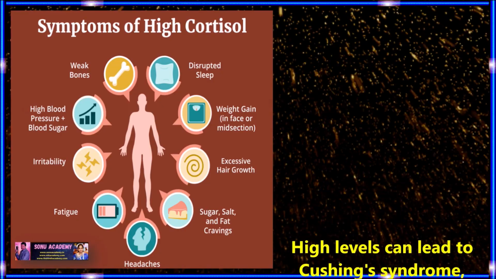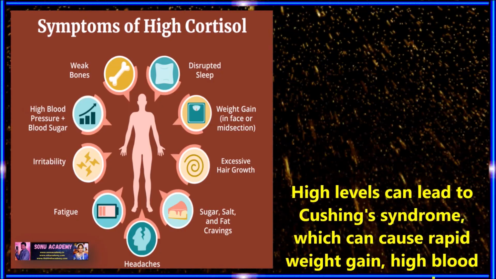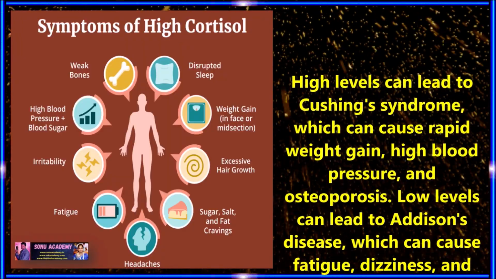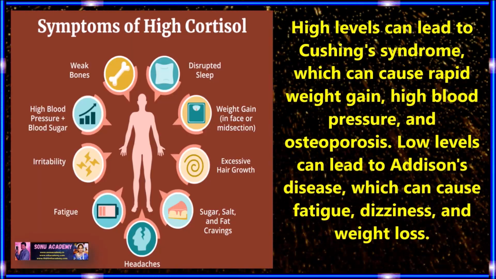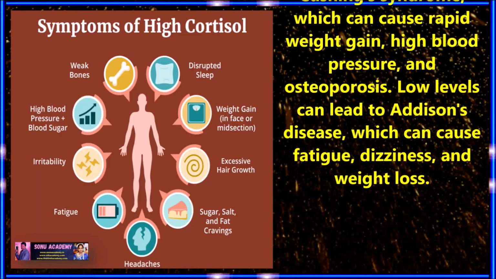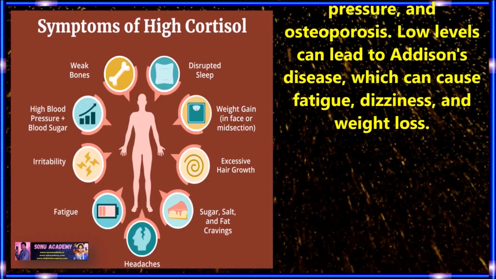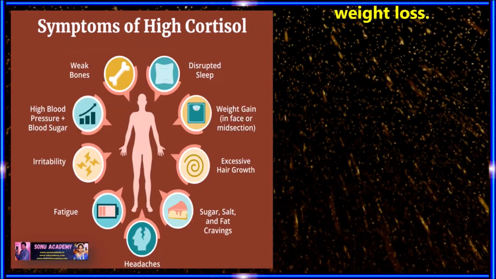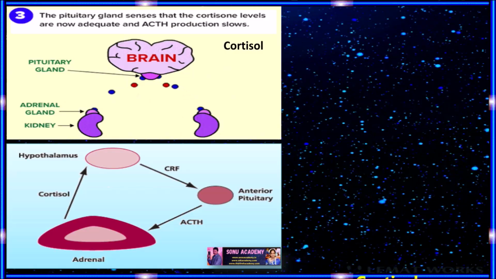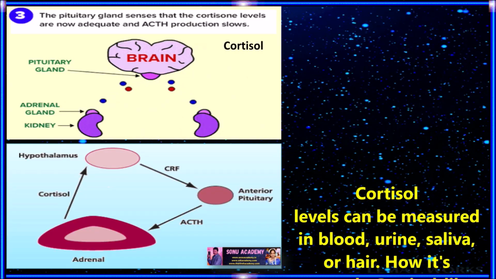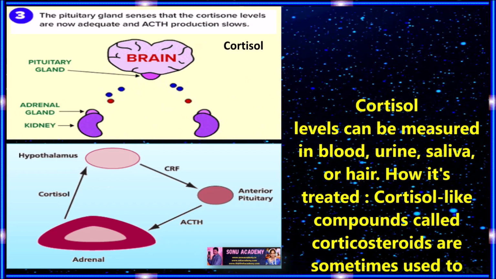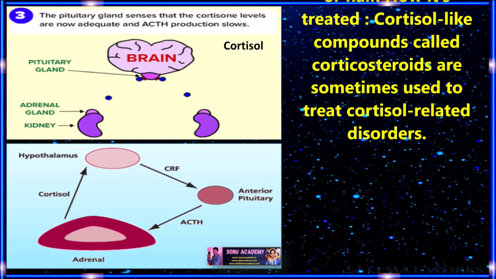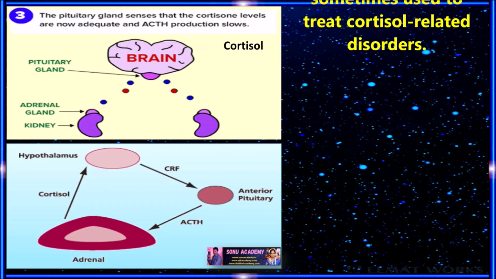Children, now let us discuss what happens when cortisol levels are too high or too low. High levels can lead to Cushing syndrome, which can cause rapid weight gain, high blood pressure and osteoporosis. Low levels of cortisol can lead to Addison's disease, which can cause fatigue, dizziness and weight loss, etc. Children, let us discuss how this can be measured. Cortisol levels can be measured in blood, urine, saliva or hair, and for treatment, cortisol-like compounds called corticosteroids are sometimes used to treat cortisol-related diseases.